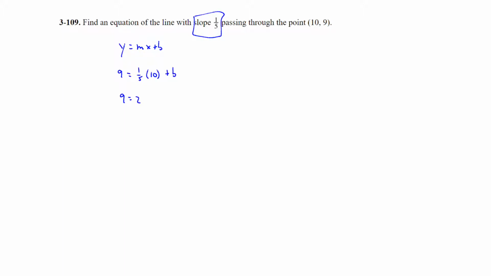So 1/5 of 10 is 2. Subtract the 2, and b is equal to 7. So our equation would be y equals your slope, which is 1/5, and then x plus the y-intercept, which is 7.